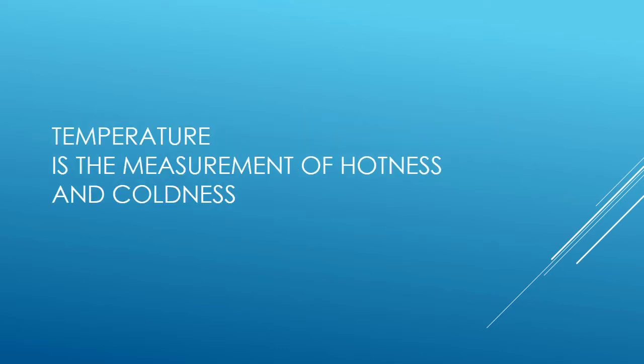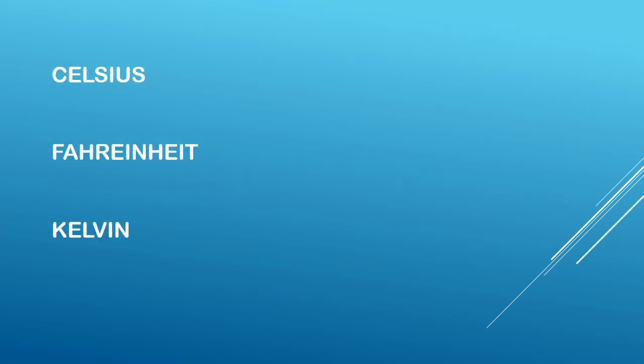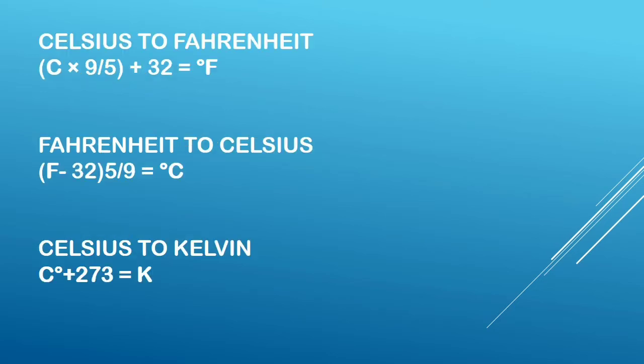Let's review a little. Temperature is a measure of hotness and coldness. The three units commonly used for temperature are Celsius, Fahrenheit, and Kelvin. These are the formulas for converting Celsius to Fahrenheit, Fahrenheit to Celsius, and Celsius to Kelvin.